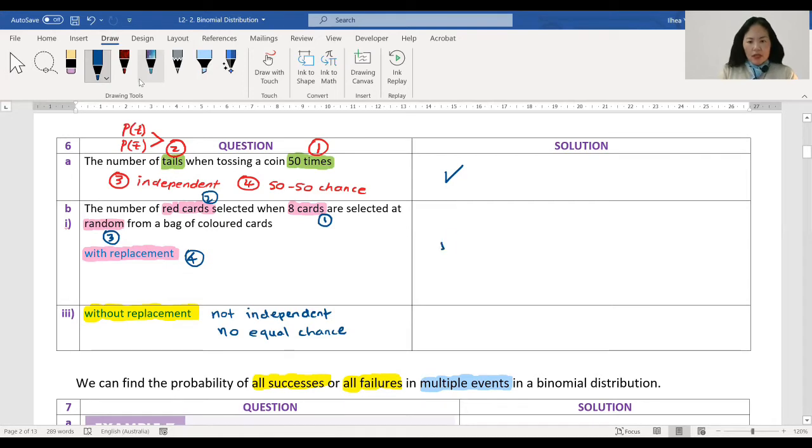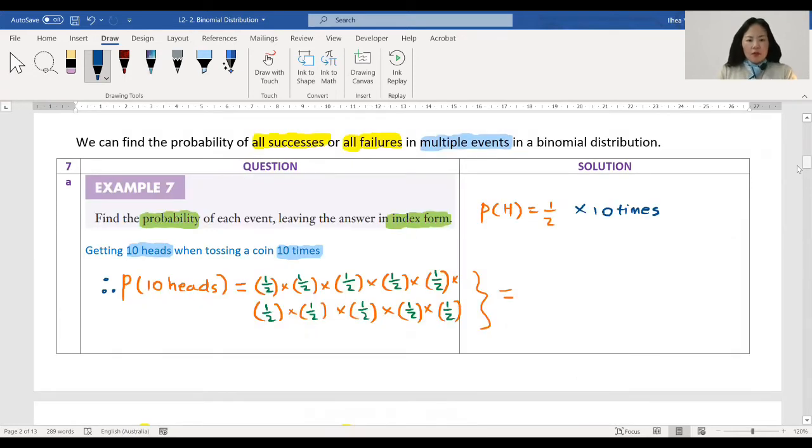So therefore, yes. But if it was without replacement, there might be a bit of a problem because it's not independent, because it's depending on what happened on the previous event, and therefore no equal chance each time. So no. Now, we can find the probability of all successes or all failures in multiple events in a binomial distribution. So what does that really mean?